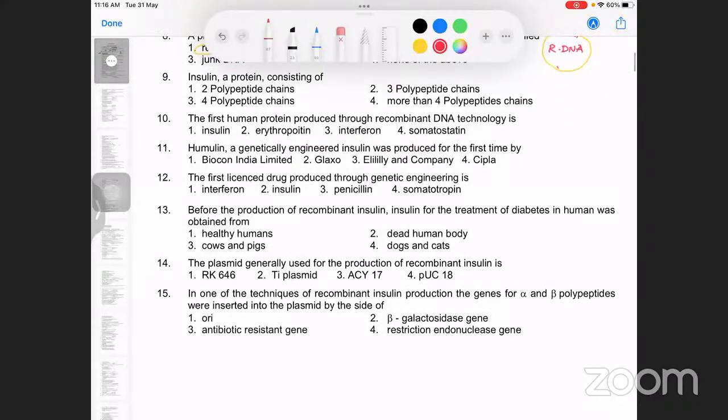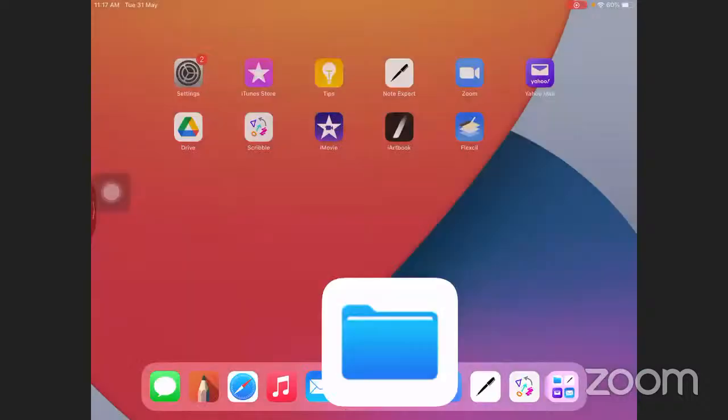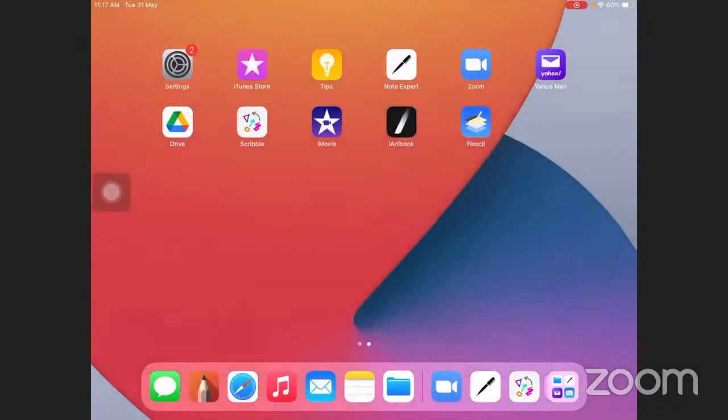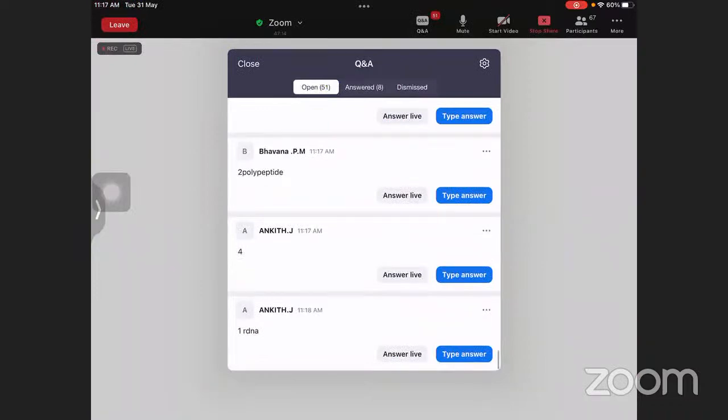Insulin, a protein consisting of 2 polypeptide chains, 3 polypeptide chains, 4 polypeptide chains, or more than 4 polypeptide chains. What is insulin? Does it have 2, 3, 4, or more than 4 polypeptide chains?